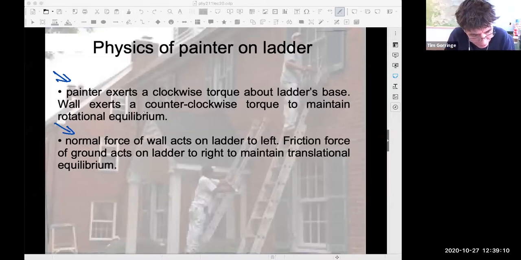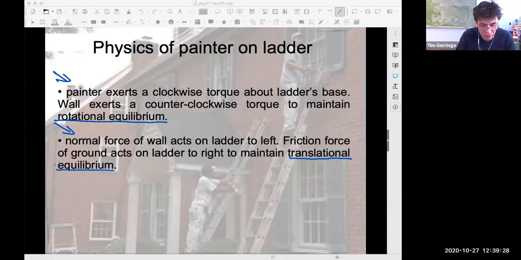So this balance of the two torques from the painter and the wall gives rotational equilibrium. This balance of two forces, from the frictional force of the ground and the normal force from the wall, gives translational equilibrium. And that's the equilibrium that's going on when the painter stands on the ladder. So it's quite an interesting situation. It's quite a complicated, subtle situation.